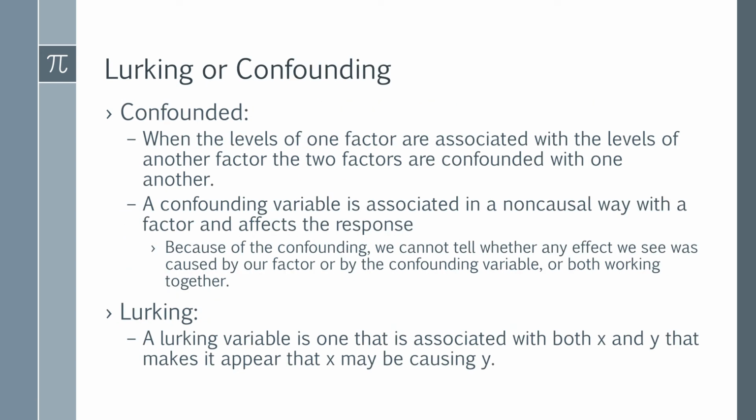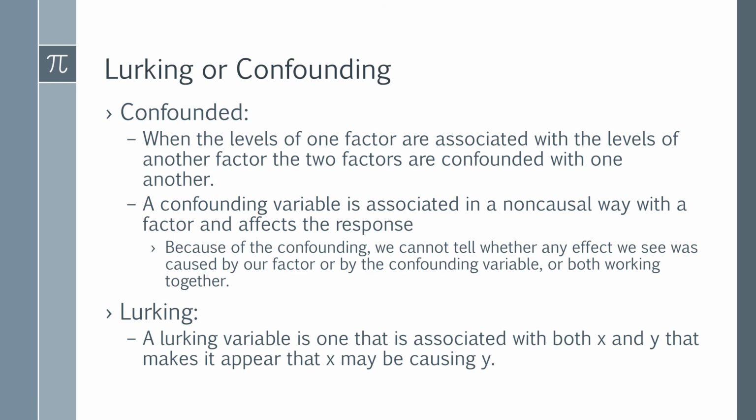Now, you remember the term a lurking variable. We've talked about that a couple times so far, but here's a new term, confounding. Okay? So when the levels of one factor are associated with the levels of another factor, the two factors are confounded with one another. A confounding variable is associated in a non-causal way with a factor and affects the response. Because of the confounding, we cannot tell whether any effect we see was caused by our factor or by the confounding variable, or both working together.